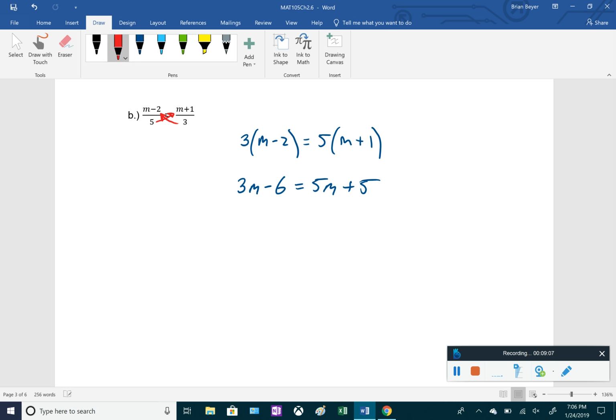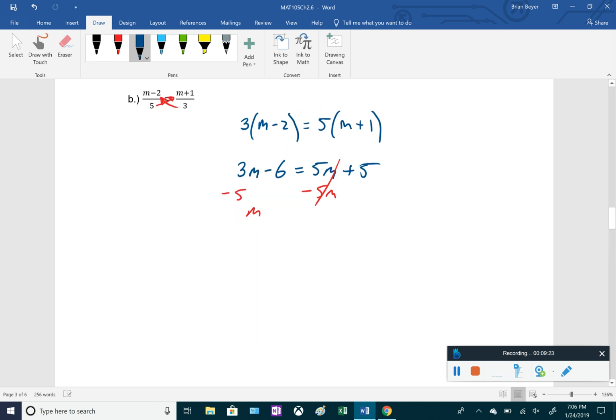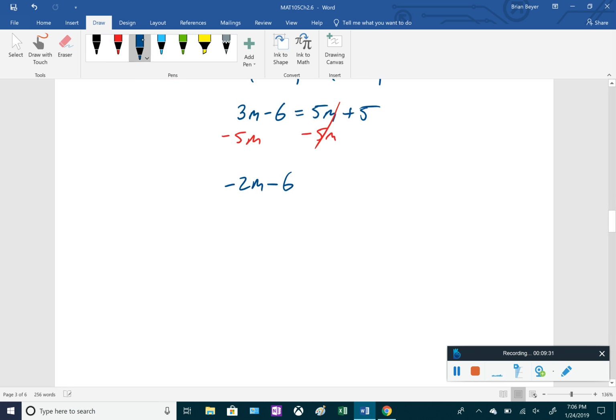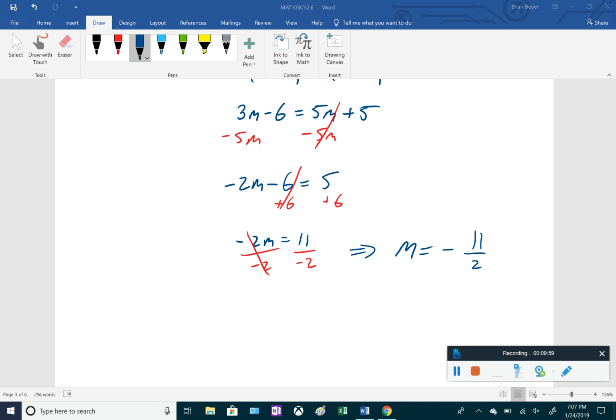Let's get all of the m's on one side. So I would usually get the m's on the right hand side because it would be positive, but just to do it a little bit differently and make it a little bit harder, I'll get the m's on the left, which means they'll be negative. So it's going to be negative 2m minus 6 equals 5. Going to add 6 to both sides. Cancels on the left. We get negative 2m equals 11. Divide both sides by negative 2. So we're going to get m equals 11 over negative 2, or just negative 11 over 2. So it's a little bit messy, but that is okay.